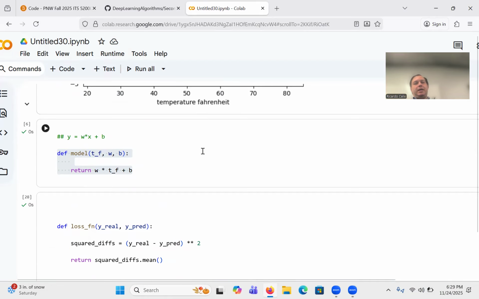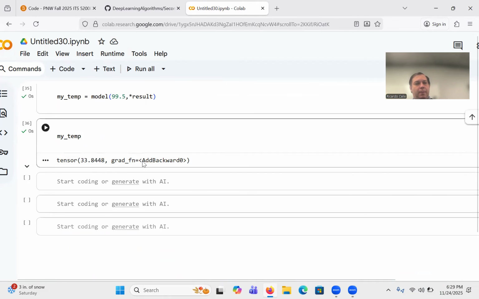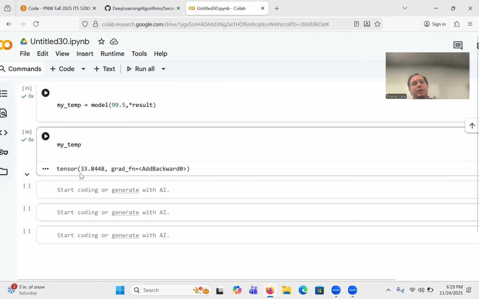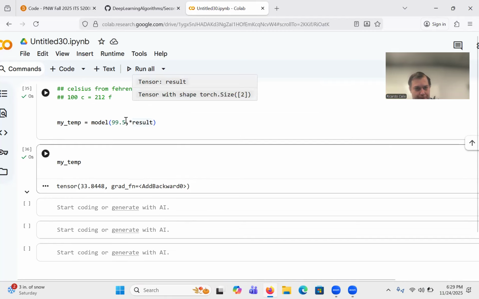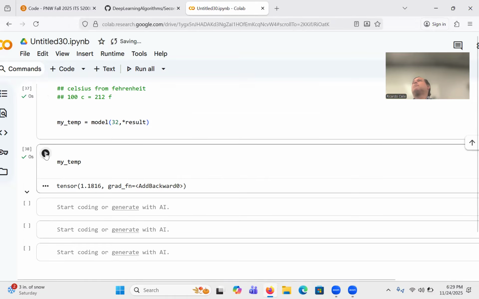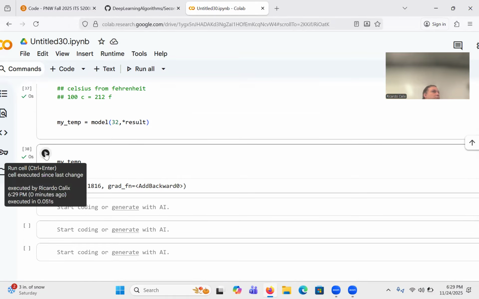The model takes Fahrenheit and produces Celsius, right? So what's a Fahrenheit value? 32 should be 0. Yeah, 32 Fahrenheit is the freezing point, which is close to 0.